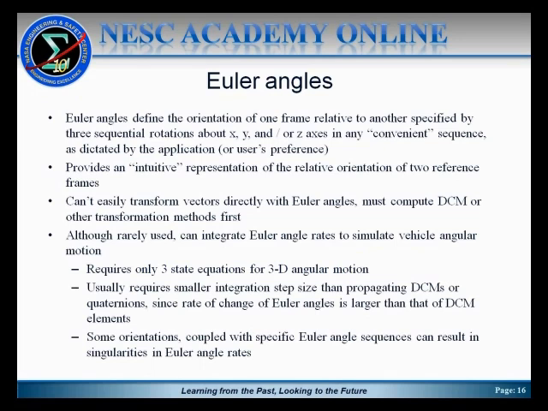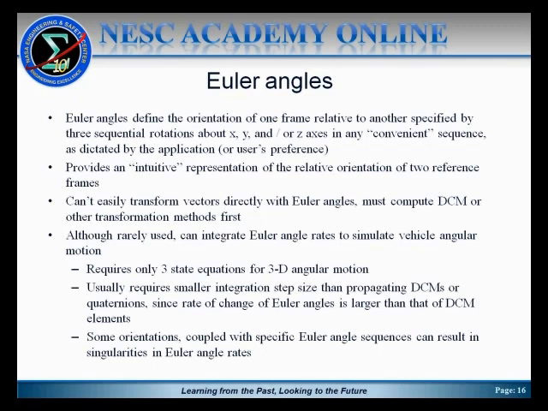But usually you'll find a couple of disadvantages to integrating Euler angle rates for use in a simulation or an inertial navigator or whatever the application is. Usually it would require a smaller step size in your numerical integration than propagating DCMs or Quaternions. And the reason, as you'll see in the next slide, is that the rate of change of the Euler angles is generally larger than that of the DCM or Quaternion elements, meaning you have to make your step size smaller to accurately integrate that numerically.